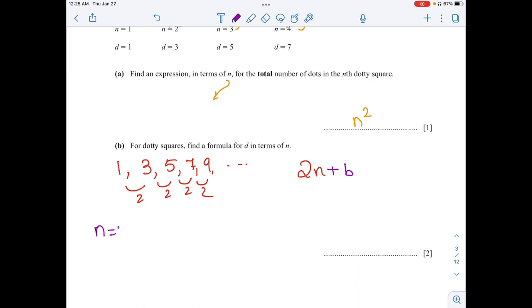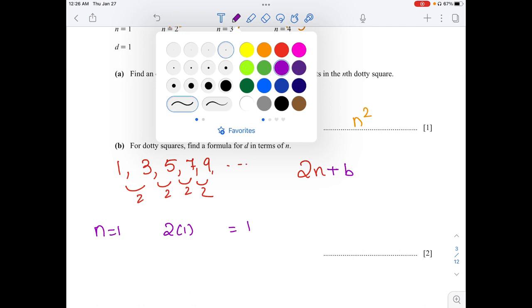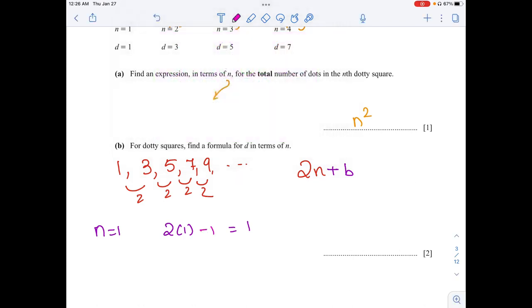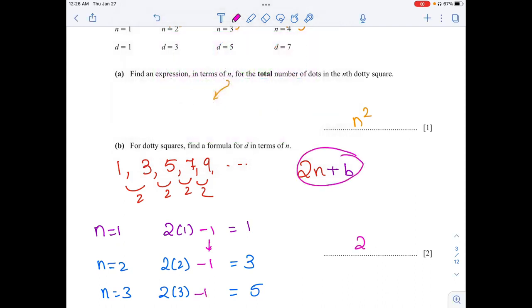So when n is equal to 1, I got it should be 1. So 2 times 1 should be made as 1. So when is it possible to make it 1? If I subtract 1. Now for n is equal to 2, 2 times 2 is 4, but I should be getting 3. So is minus 1 still possible or not? Is it still valid? Yes. Then check for n is equal to 3. So 2 times 3 is 6, but I want 5. So what should I be subtracting? Minus 1. So my answer should be 2n minus 1.